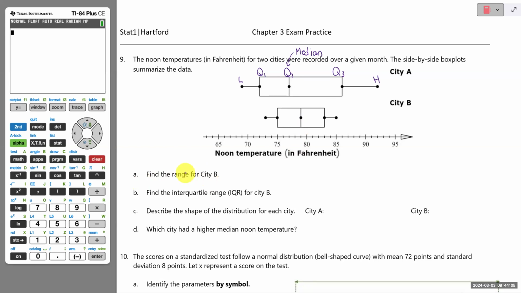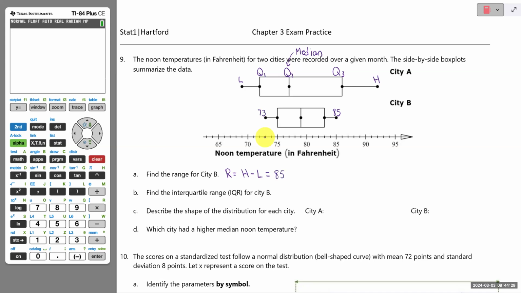B. So range is the difference between the highest and lowest value in the data set. So essentially whisker to whisker, we want to know the spread. All right, so I'll put the number above it here as well. It looks like that right whisker goes to 85 and the left whisker goes down to 73.